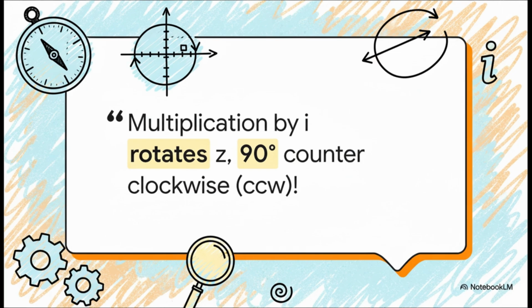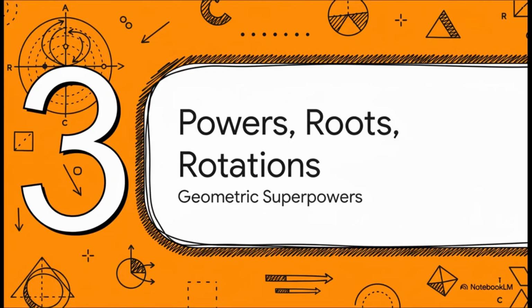The number i itself, in polar form, its distance is 1 and its angle is 90 degrees. So what happens if you multiply any number by i? Well, according to the rule, you multiply its length by 1, so it stays the same, and you add 90 degrees to its angle. In other words, multiplying by i is a perfect 90-degree rotation. It's just beautiful.